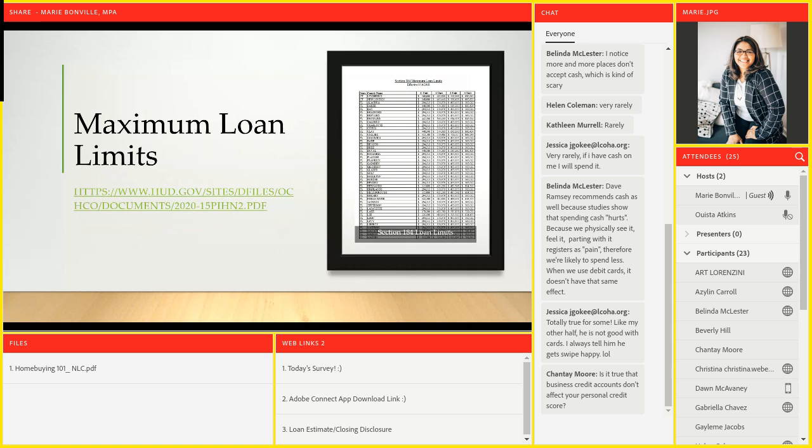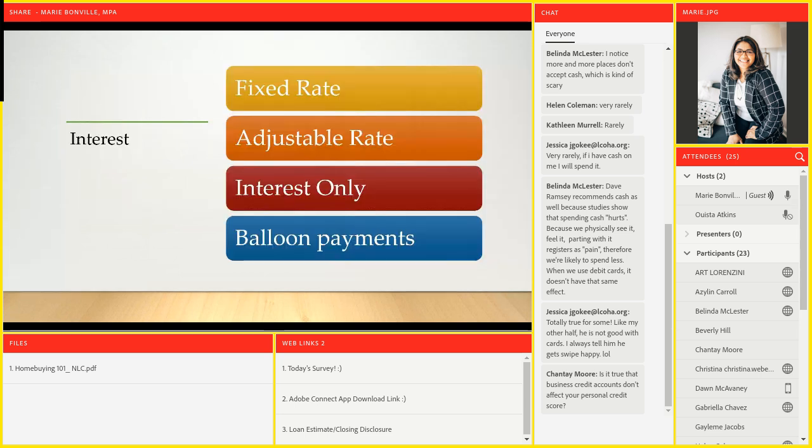Of course, here are the maximum loan limits. That link is available to you if you wanted to know what Section 184 would look like in your area. Now, interest. I mentioned that banks are businesses and businesses sell products. Interest is the cost of borrowing money, right? Whether that interest is fixed, adjustable, interest only, or balloon. In the case of our clients, they're always fixed. We don't really talk much about these other three, but know that they are options.